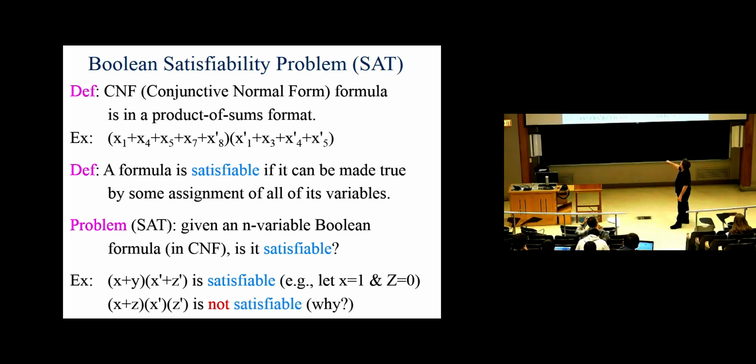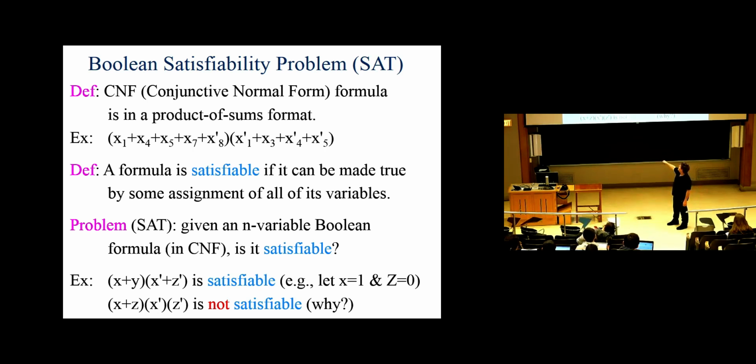This formula is not satisfiable. It's a little more difficult to see why here, because to show that something is not satisfiable, you have to show that no combination of variables will work. But you don't necessarily have to test all 2 to the n combinations to see that it's not satisfiable. Why? Because to satisfy this term, x cannot be 1, cannot be true, because that term will be false, and these are ands. If that term is false, the whole thing is false.